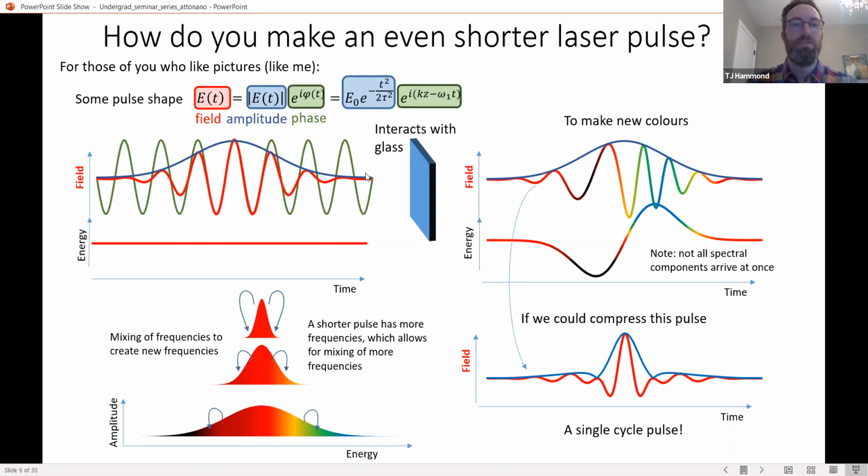And as you probably know, cosine and sine can be represented by complex notation. e to the i phi is cosine phi plus i sine phi.